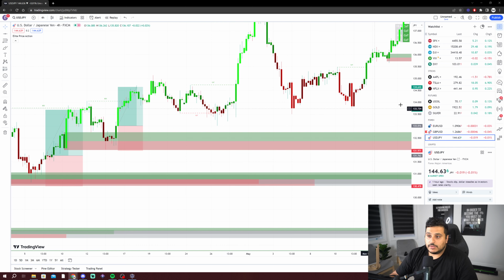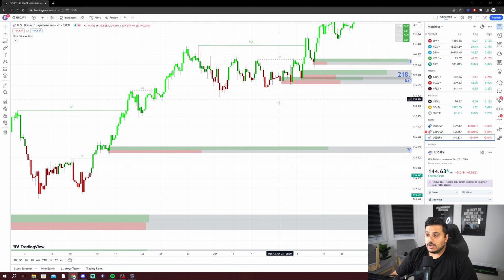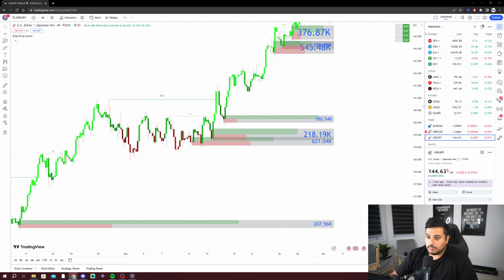So we could have taken a trade there, but that's a little bit more risky because it wasn't completely touching the order block at that time. Again, if we zoom out, look for more opportunities, we can see another opportunity right here, guys.